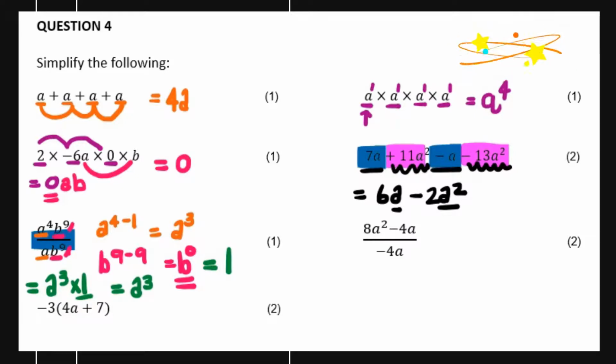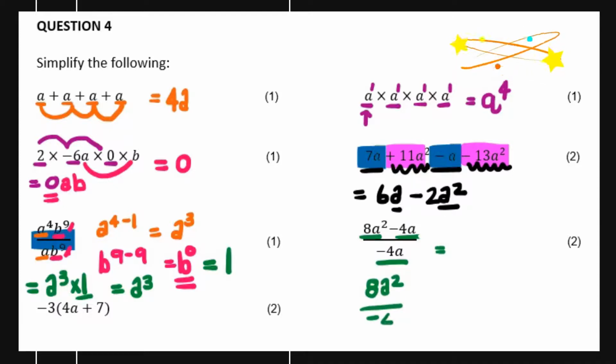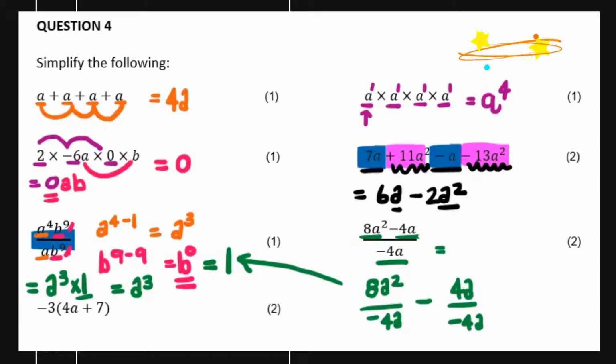Here we have two terms that we need to divide by negative 4a. Because we cannot add a squared and an a, we need to now split this fraction in two. We would say 8a to the power of 2 divided by negative 4a. From this, we would subtract 4a divided by negative 4a. We follow the same rules as we just did with this algebraic fraction. Also, we divide numbers with numbers and the letters with the letters.